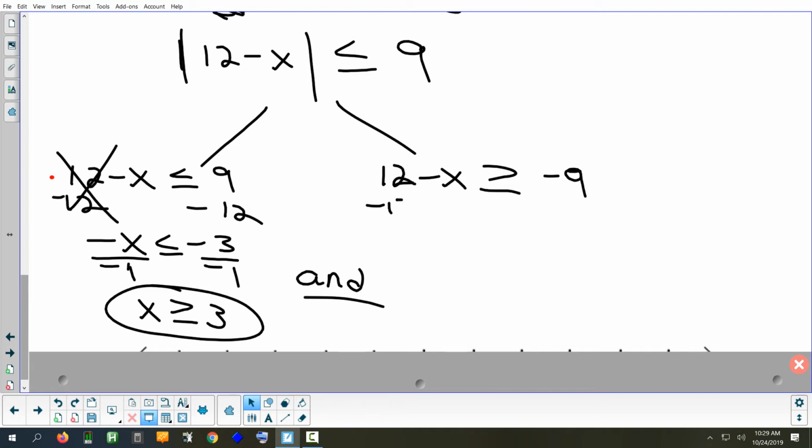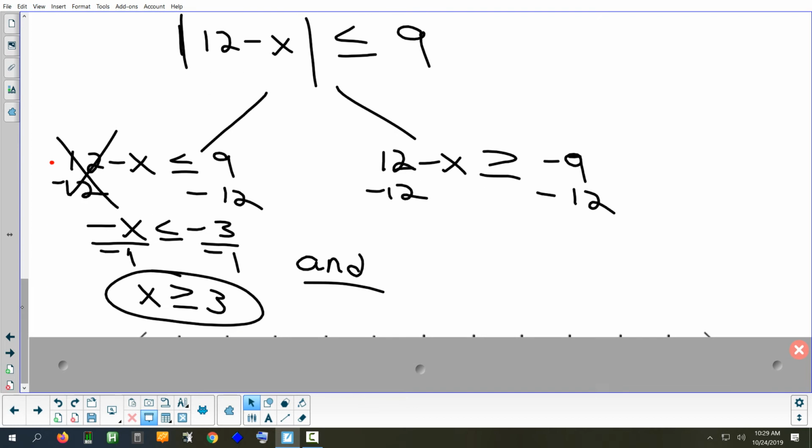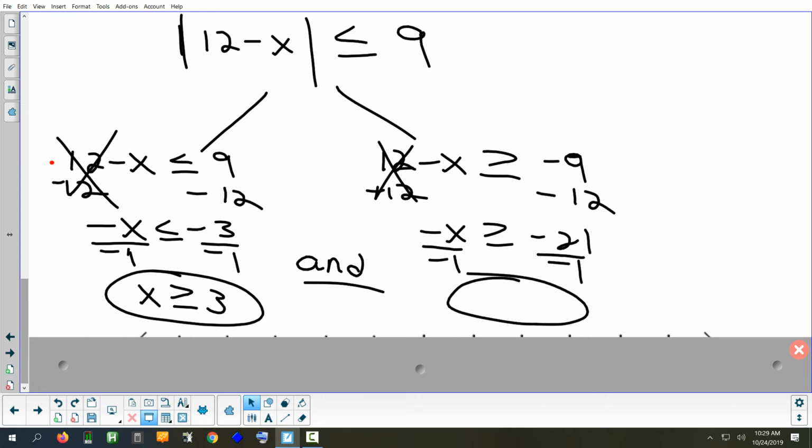Now when we solve the second one, same way. Minus 12, minus 12. What's -9 minus 12? Yep. -21. And my last step, it's the same you just did, divide by -1. So what do I get for a final answer on this one?